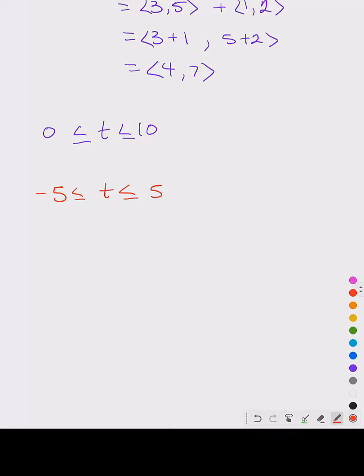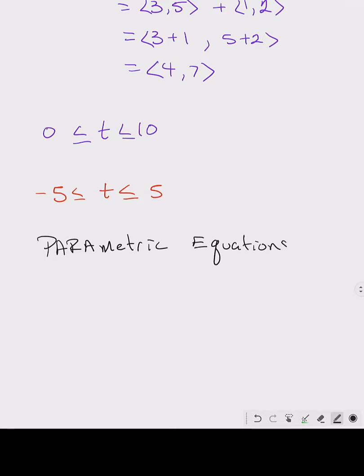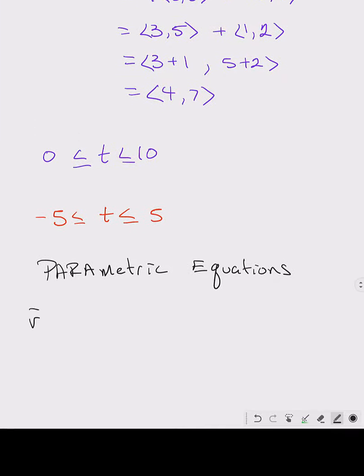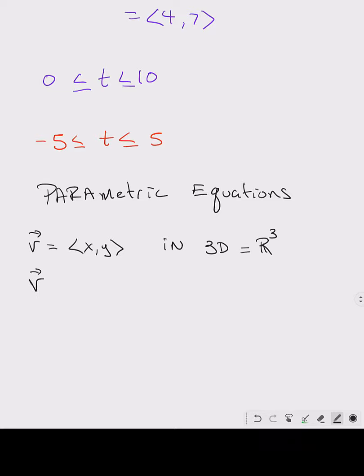Okay, let's finally talk about these parametric equations, right? So one way to view this R vector is by the components. So in this case, it would be x and y in 3 dimensions, or in R3 is a fancy way of saying that. This R vector, my R vectors keep looking like V vectors, don't they? Let me try to make that nicer. This R vector would be x, y, and z.